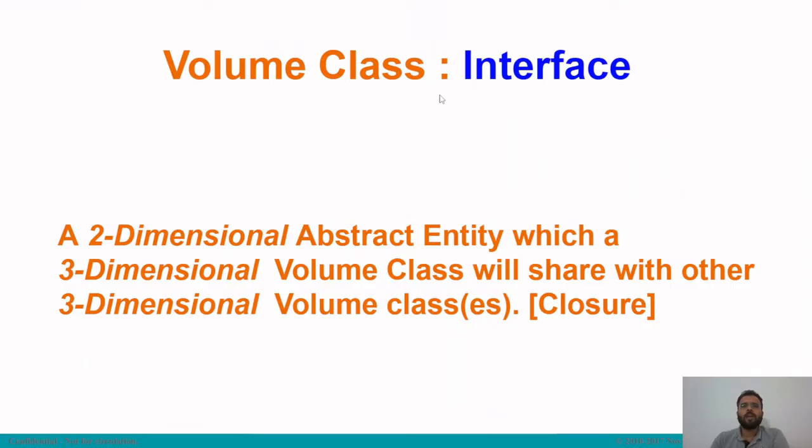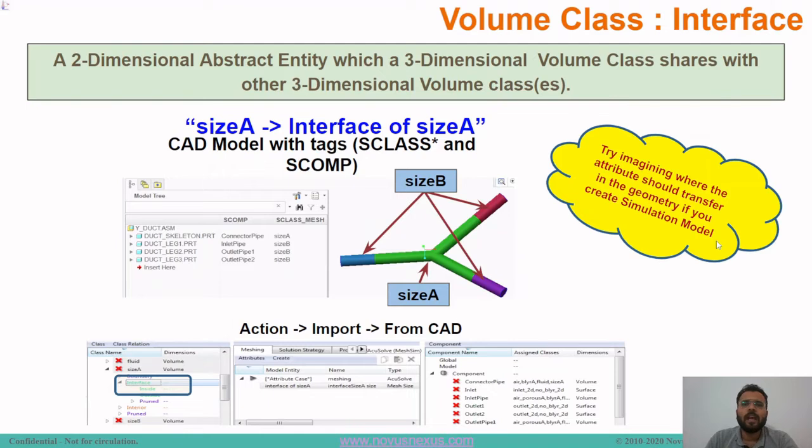So next abstract entity is interface. It is a two-dimensional abstract entity which a three-dimensional volume class will share with another three-dimensional volume class. This is a kind of relation between two classes. Note here that our boundary definition of class earlier has excluded the interface surfaces.